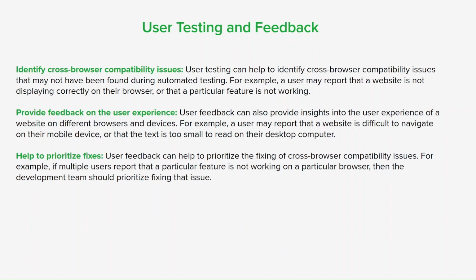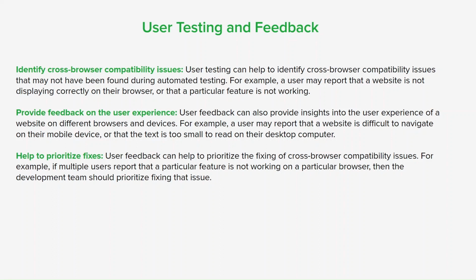And user feedback can also help prioritize the fixing of cross-browser compatibility issues. For example, if multiple users report that a particular feature is not working on a particular browser, then the development team should prioritize fixing that issue. Overall, user testing and feedback can help ensure that a website is cross-browser compatible and provides a positive user experience for all users.